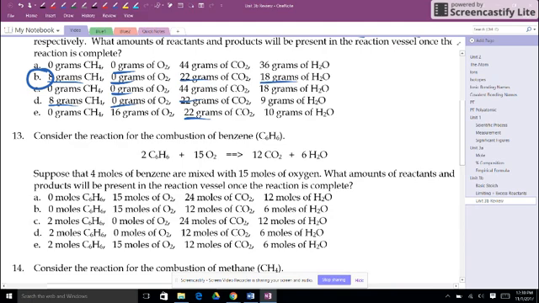Okay, what about question 13? This one's going to take a little less time because we're not having to go between grams and moles here. We're given everything in moles. So it says we have 4 moles of benzene and 15 moles of oxygen.